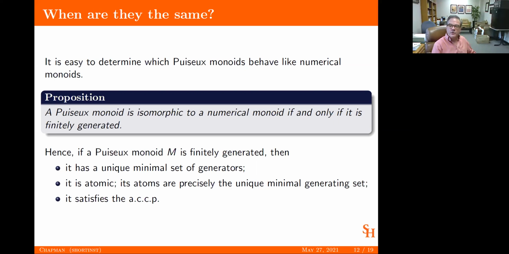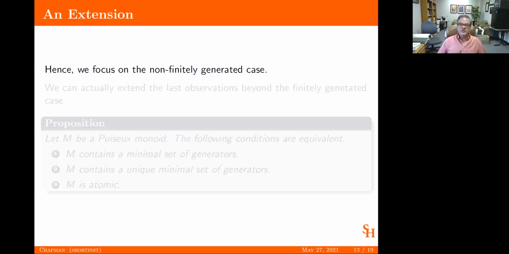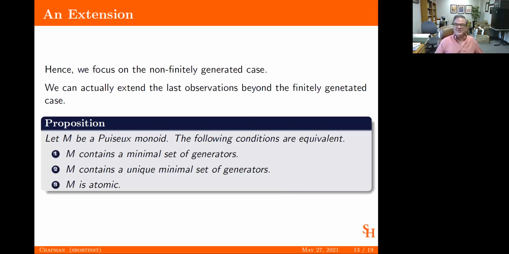Now, the first thing I'm going to do when I focus on the non-finitely generated case is I'm going to slightly extend the last three ideas into a proposition that works for all Puiseux monoids, finitely generated or non-finitely generated. So for a Puiseux monoid, the following conditions are equivalent. M has a minimal set of generators. M has a unique minimal set of generators, and M is atomic.